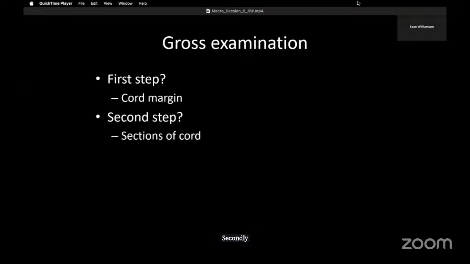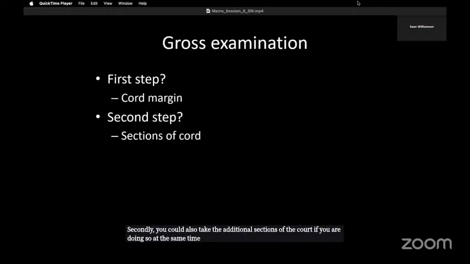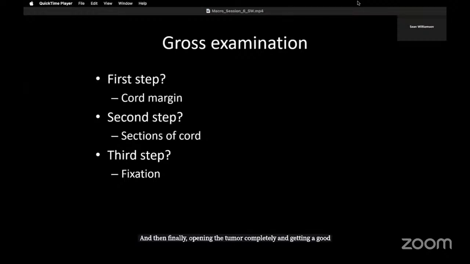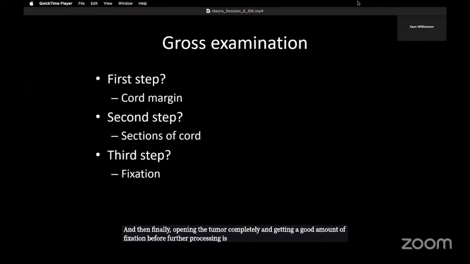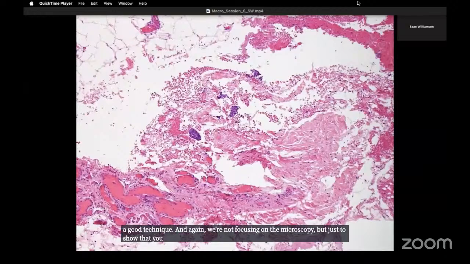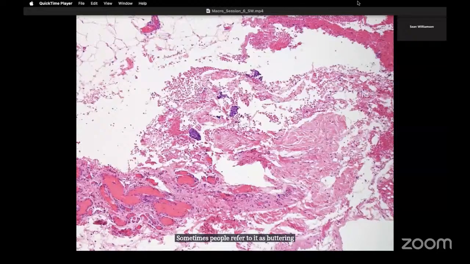Secondly, you could also take the additional sections of the cord if you are doing so at the same time. That way, again, there's less likelihood of those being contaminated with cells that are spread from cutting of the tumor itself. And then finally, opening the tumor completely and getting a good amount of fixation before further processing is often a good technique. And again, we're not focusing on the microscopy, but just to show that you can have spreading of tumor cells artifactually all over the surfaces of the specimen. Sometimes people refer to it as buttering, where there are tumor cells kind of spread all over.